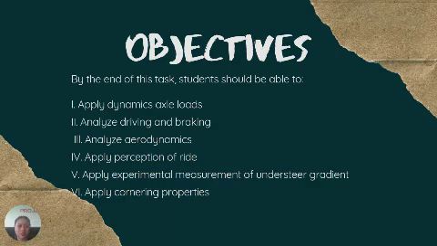My name is Esis Kasion and I will present the objective of the case study. The objective of our case study is that by the end of the task, students will be able to: first, apply dynamic axle loads; second, analyze driving and braking; third, analyze aerodynamics; fourth, apply perception of ride; fifth, apply experimental measurement of understeer gradient; and the last is to apply cornering properties.